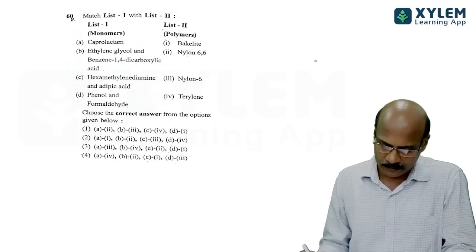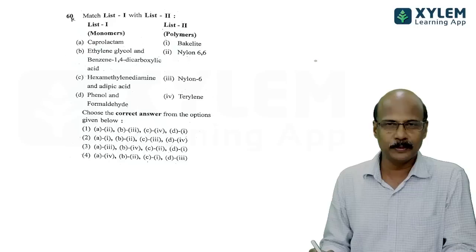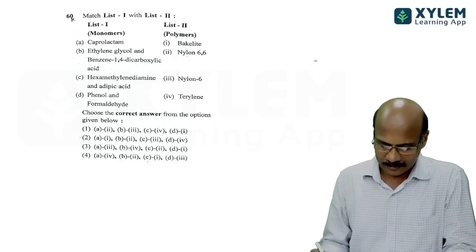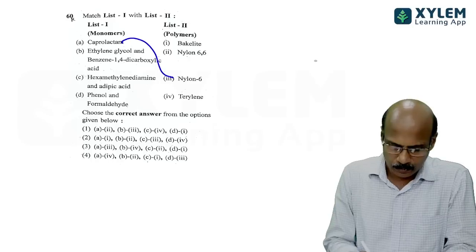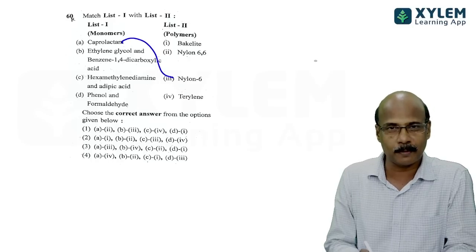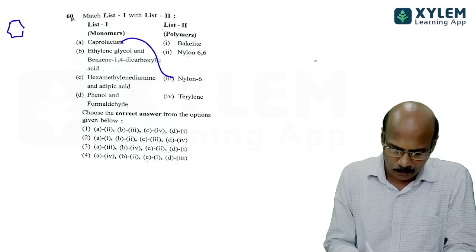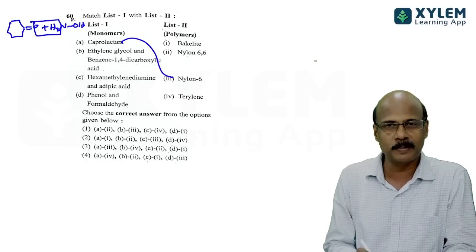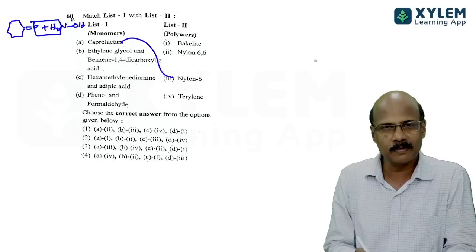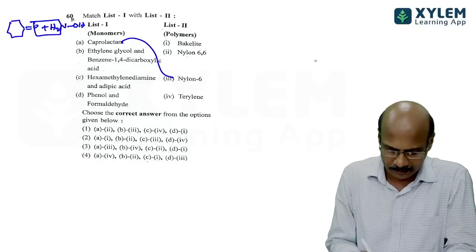What about question number 60? Caprolactam. You know what caprolactam is? That is used for nylon 6 production. How is this caprolactam obtained? When cyclohexanone is treated with hydroxylamine, you will get an oxime. When an oxime is treated with an acid, it will undergo Beckmann rearrangement. Then that will give you caprolactam.